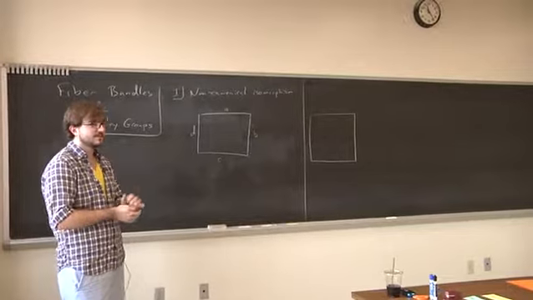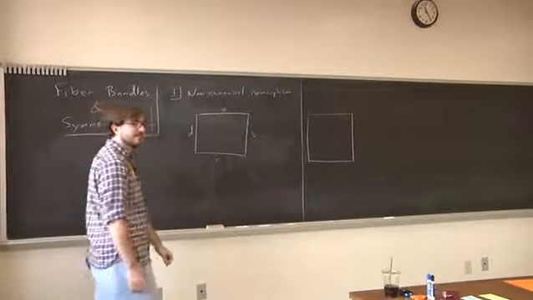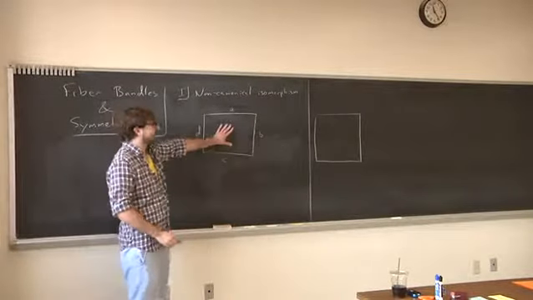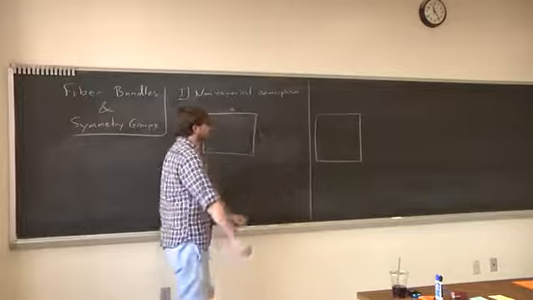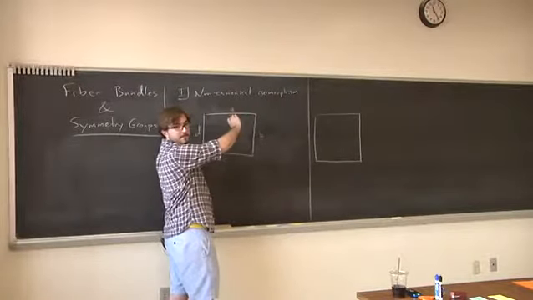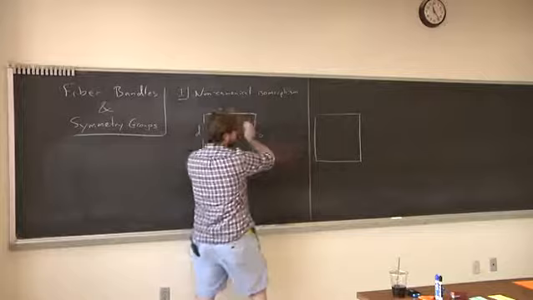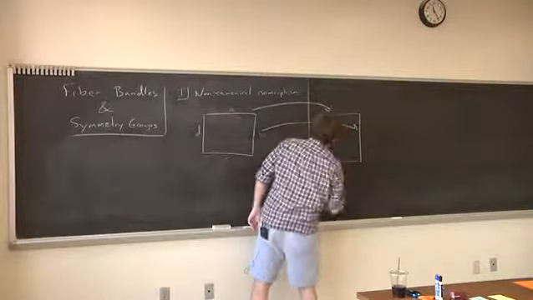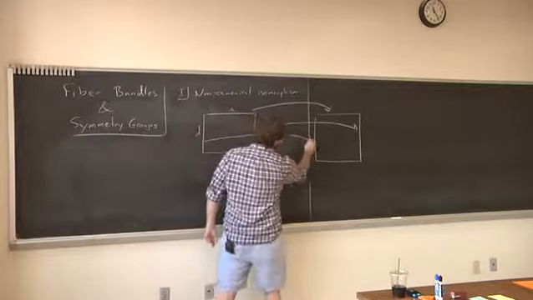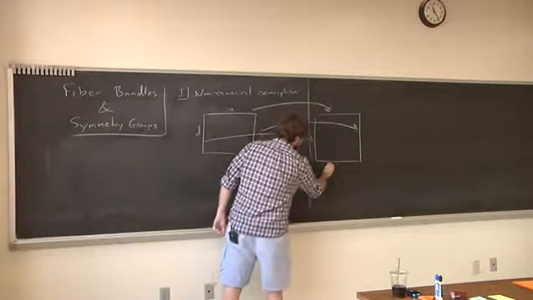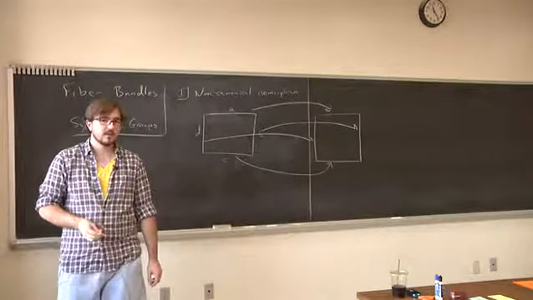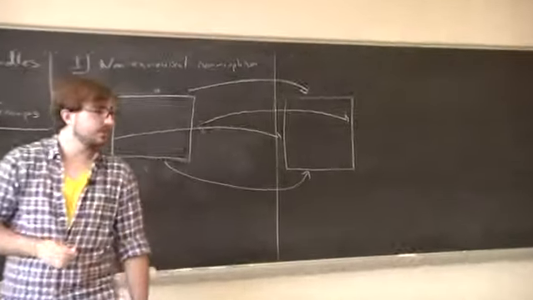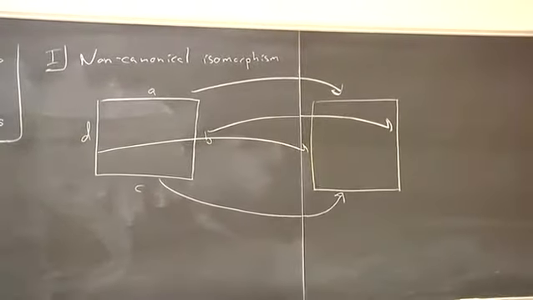Any takers? It's maybe the most obvious way that we could identify this one with this one. Yeah, just sort of lay it on top of itself like that. So A goes to purple, B goes to very light green, D goes to yellow, and C goes to pink. That's a way of matching up this square with this square. This is an isomorphism, right? Are there any others?